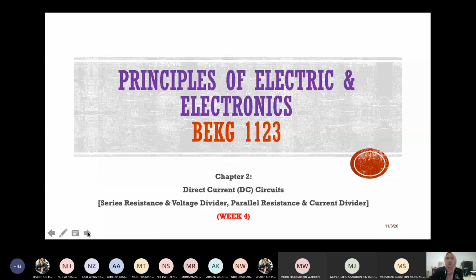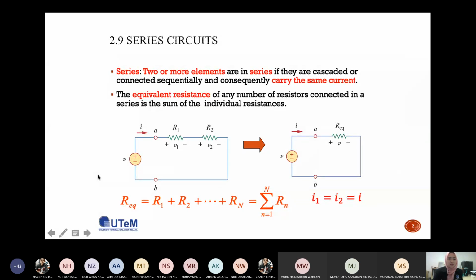Now let's start with the series circuit. Basically, this is just a repetition. What is series, what is parallel? For a series circuit, you have a connection like this, where you have the circuit elements connected in cascade. Two or more elements are in series if they are cascaded or connected sequentially and consequently carry the same current.